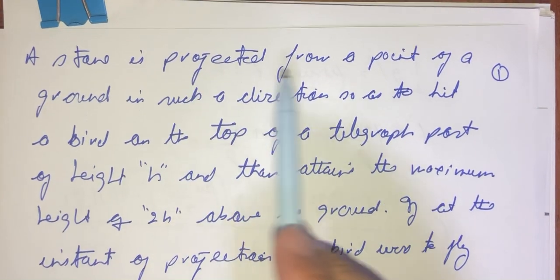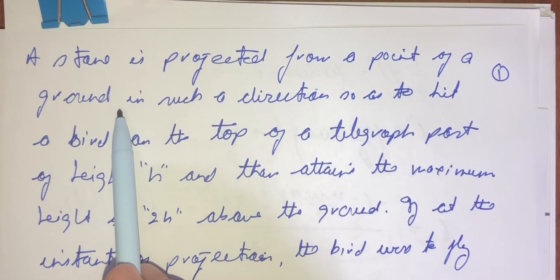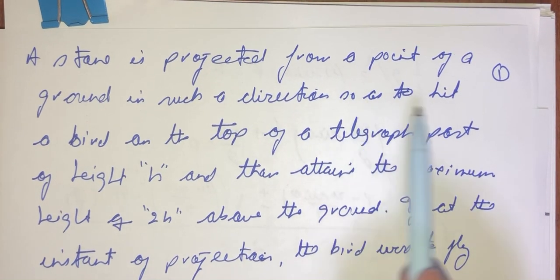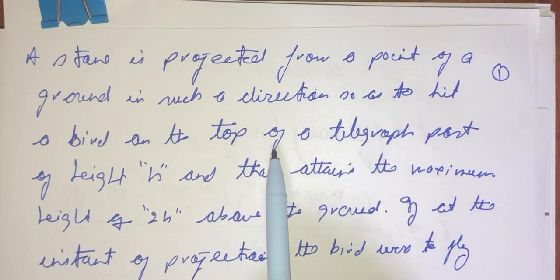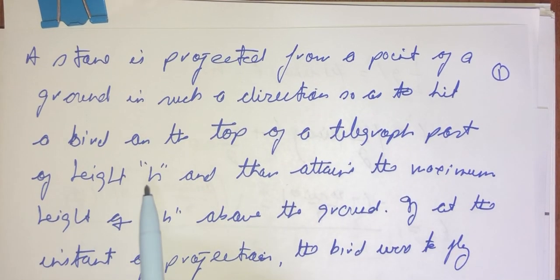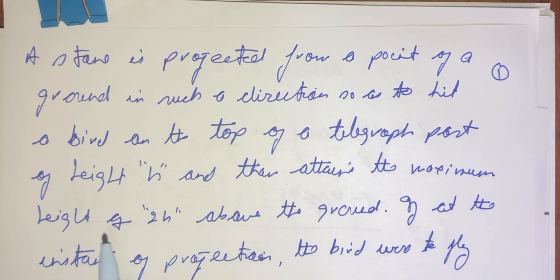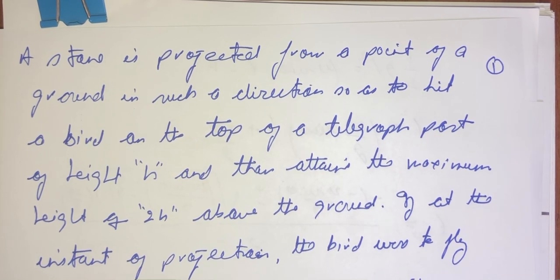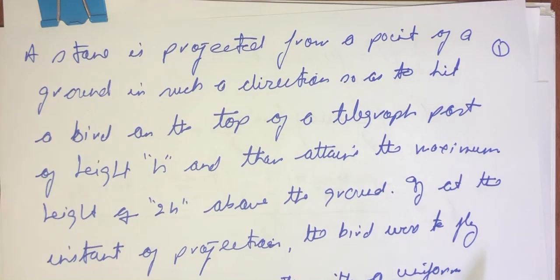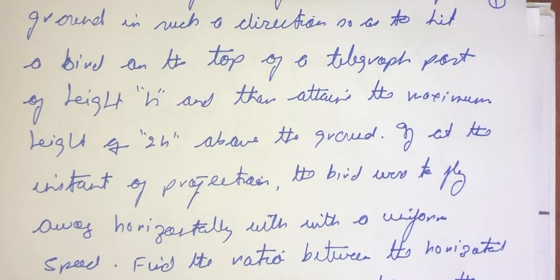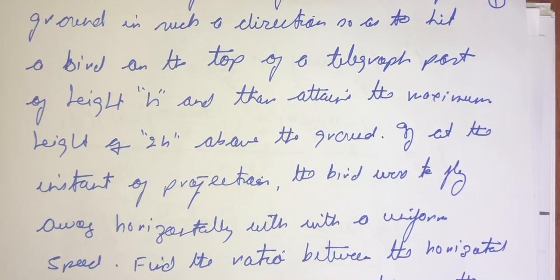A stone is projected from a point on the ground in such a direction as to hit a bird on the top of a telegraph post of height h, and then attains the maximum height of 2h above the ground. If at the instant of projection the bird were to fly away horizontally with a uniform speed, find the ratio between the horizontal velocity of the bird and the stone if the stone still hits the bird while descending.